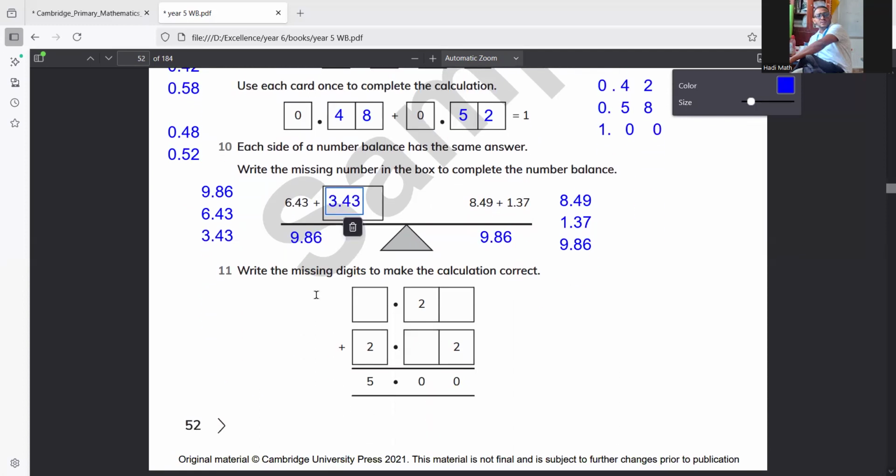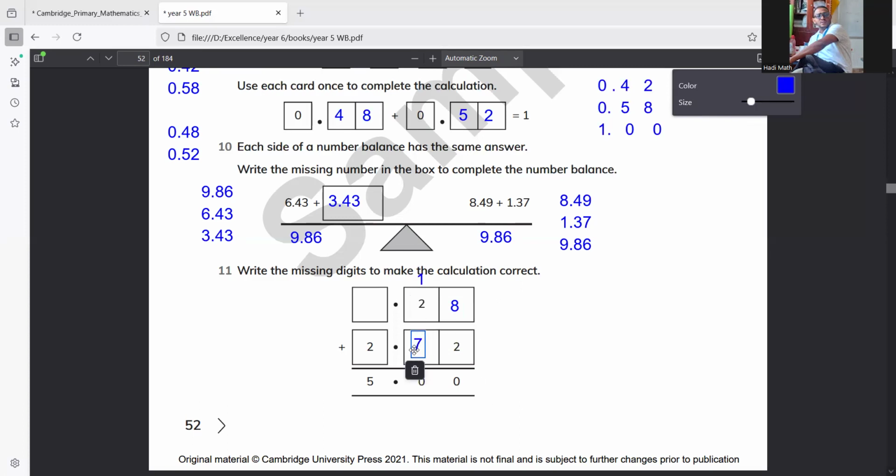And that's it. This is how you do the calculation. They say write missing digits to make the calculations correct. Like a number plus 2 equals 0. Only 8 plus 2 will give you 10. 0, and you carry over the 1. Then 1 plus 2 gives you 3. And to get 0, you need 7.